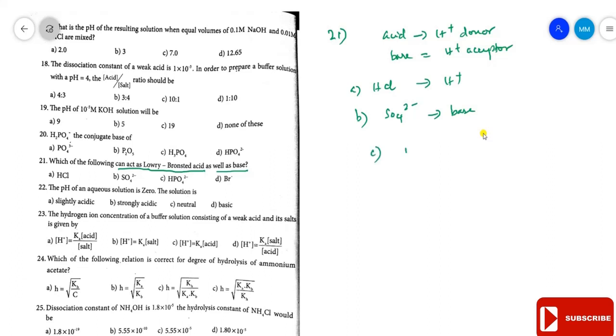In case of C, HPO4 2 minus, it donates a proton and becomes PO4 3 minus. It accepts a proton, that is by adding H plus, it becomes H2PO4 minus. So this species can act as acid as well as base. In case of bromide, it can accept a proton, so it is a base. It cannot act as an acid because it has no proton. So the answer is C.